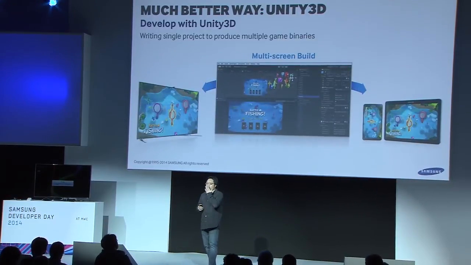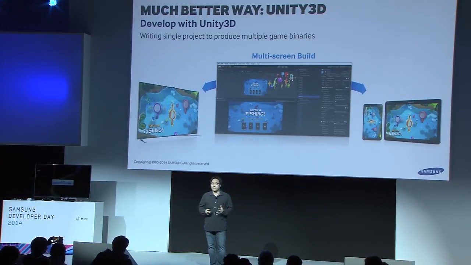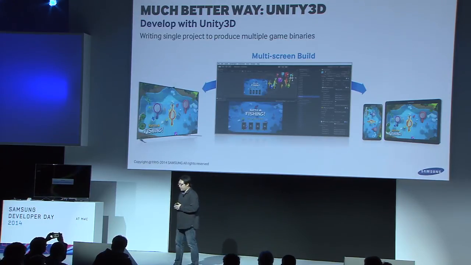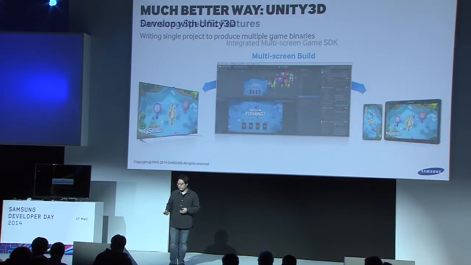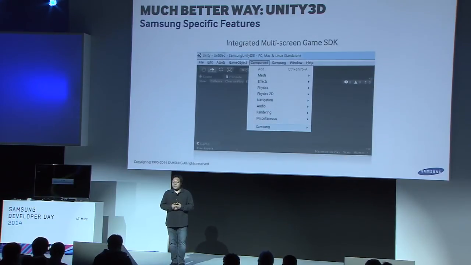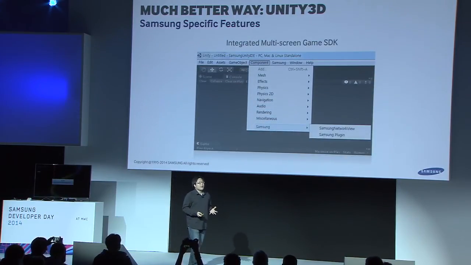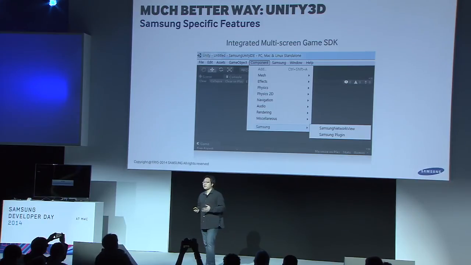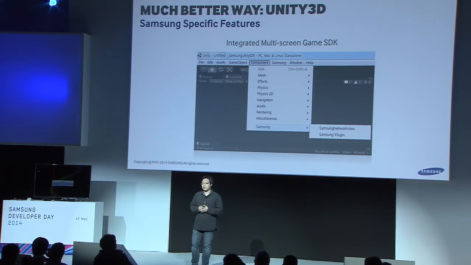The biggest advantage you can get from Unity 3D is multi-screen build. Now game developers can write just one project to produce multiple binaries for different platforms, including smart TV, smartphones and tablets. The multi-screen game SDK is now just part of the game engine. So users can use the SDK not only in their source code, but through the graphical user interface. Instead of writing code, they can just check and click, which is more convenient.